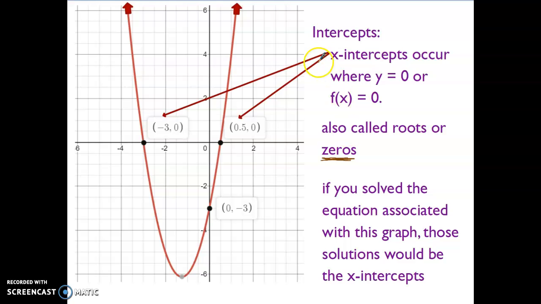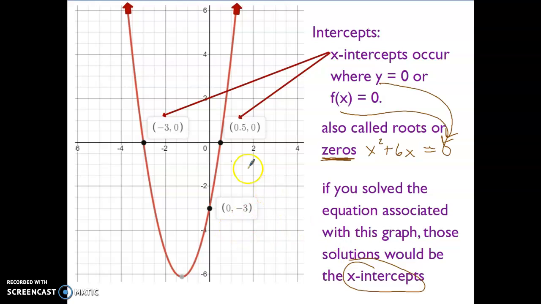And if you took the equation that was associated with this graph and set it equal to 0 and solved it, the solutions that you get would be your x-intercepts, because you would have a graph set equal to 0, and that 0 is in the y position or the f of x position. So when I set the equation equal to 0, what I find are my x-intercepts, which you can see right here on the curve. My x-intercepts are at (0.5, 0) and (-3, 0).